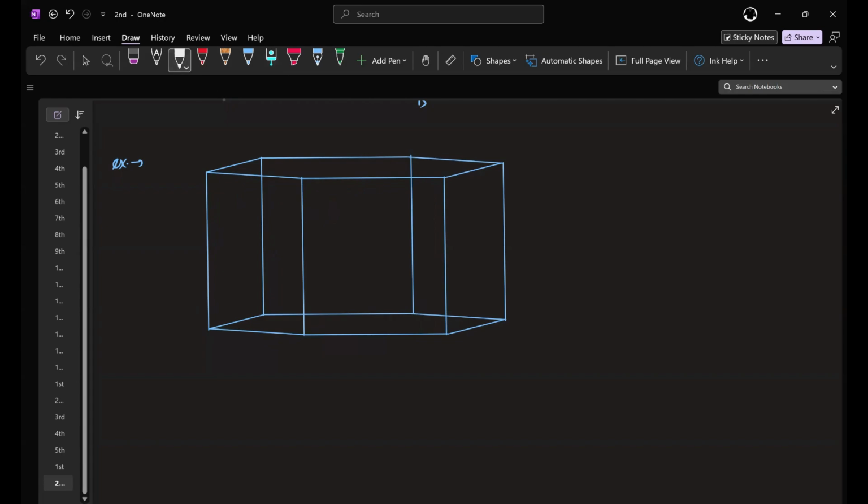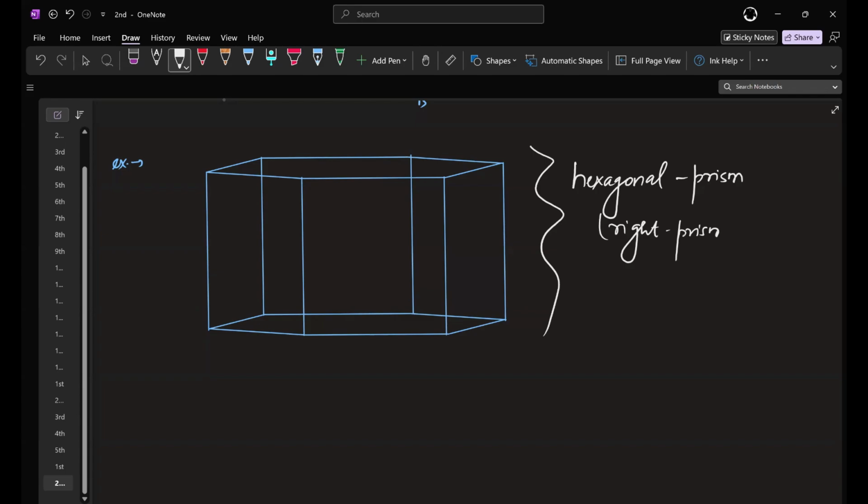So this is what we call hexagonal. Actually, the name for this figure is hexagonal prism only. But yes, this is a right prism. So hexagonal right prism, or directly hexagonal prism, you can say. Okay. Any doubts?